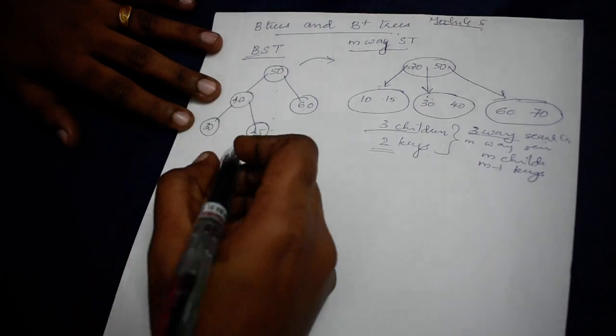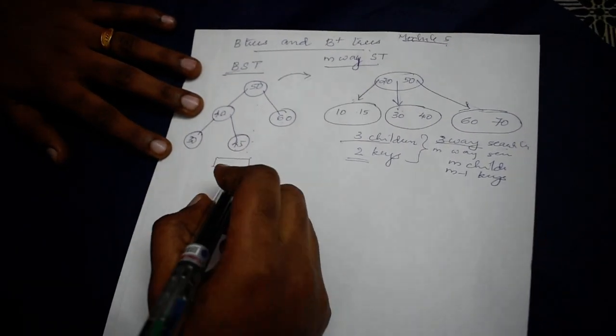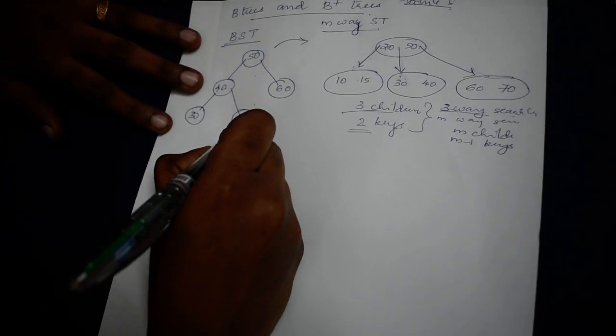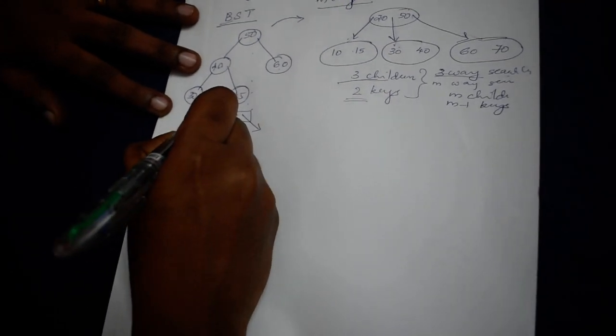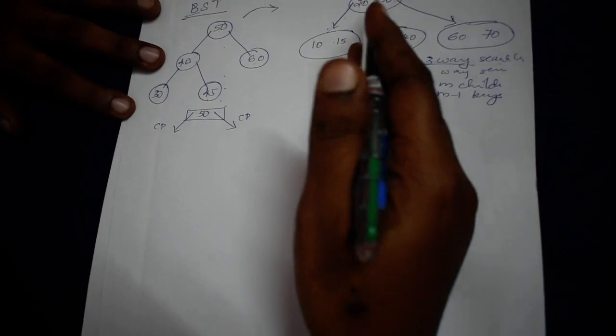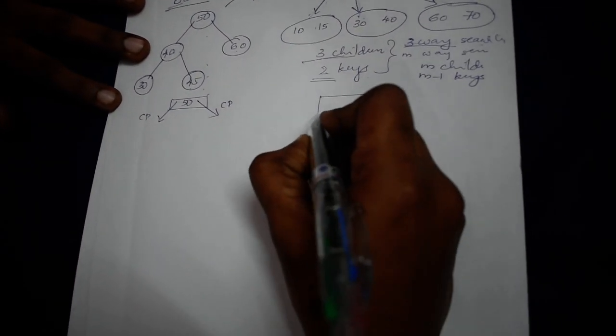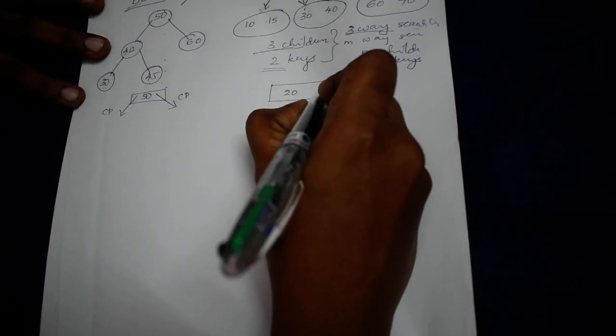Now, how to make a node like this? Say for example, in a binary search tree, if I am making a node like this, it will be 50, with a child pointer from here and a child pointer from here. That is how this tree is created. So in an M-way search tree, how can I create a node? Look at this one: that is 20 as well as 50.